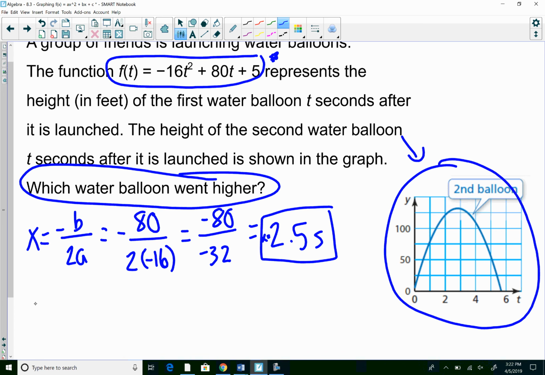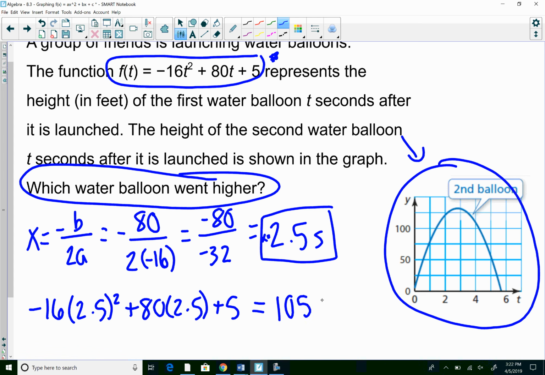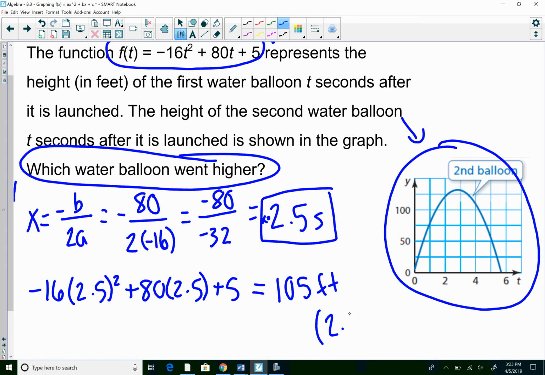Then you're going to take that 2.5 seconds and plug it in. So I've got negative 16 times 2.5 squared plus 80 times 2.5 plus 5. When you plug that in your calculator, it should come out to be 105 feet. So here's that ordered pair: 2.5 seconds and then 105 feet high.